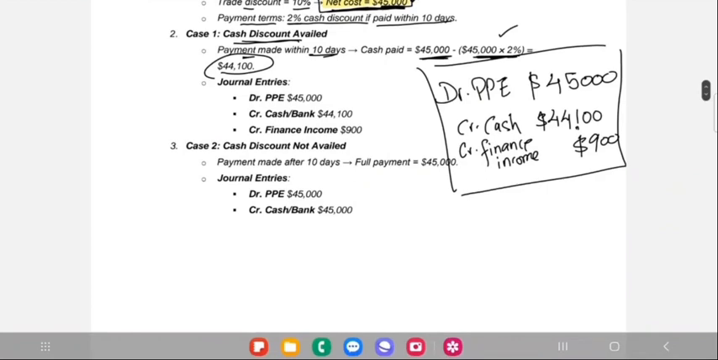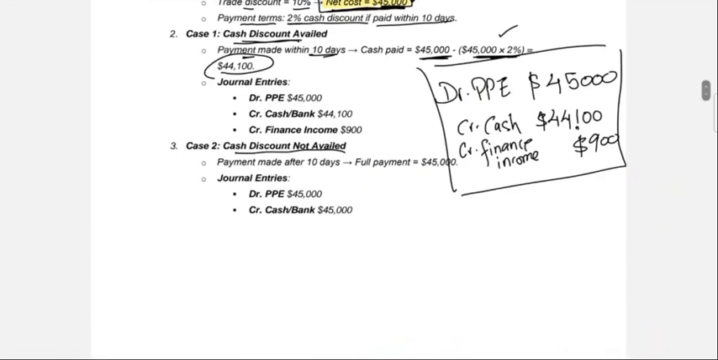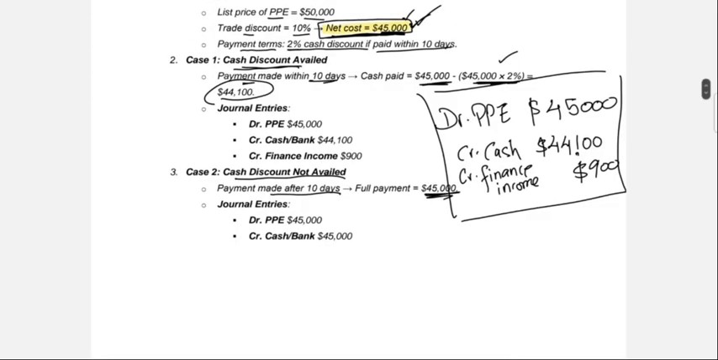But if the cash discount is not availed, then what happens is that you will make the payment after 10 days. You will make full payment of 45,000, which is going to be the net cost of the asset after trade discount. 45,000, it will be simply debit property, plant and equipment at 45,000, which is recording of the asset, and credit cash or bank at 45,000.